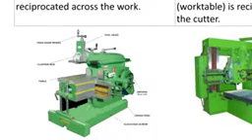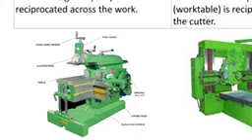So here you can see the shaper machine. This is nothing but the table of the shaper machine. Here you have to fix the workpiece, and this is the tool post where you can fix the cutting tool. So the cutting tool reciprocates across the workpiece to remove the material from the surface of the workpiece. So here the reciprocating motion is given to the cutting tool.